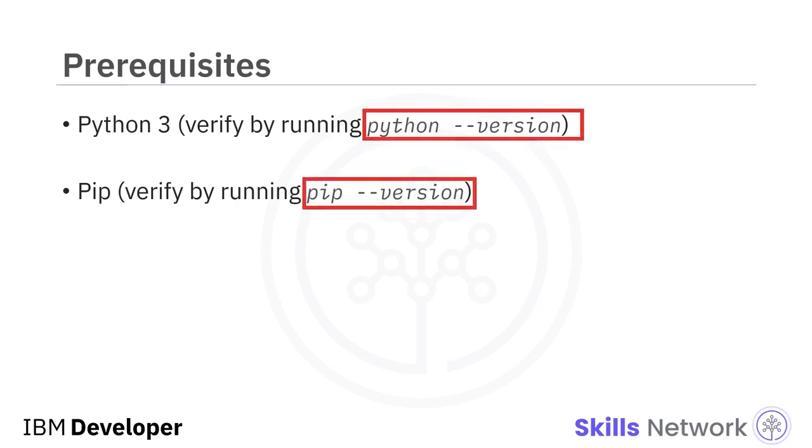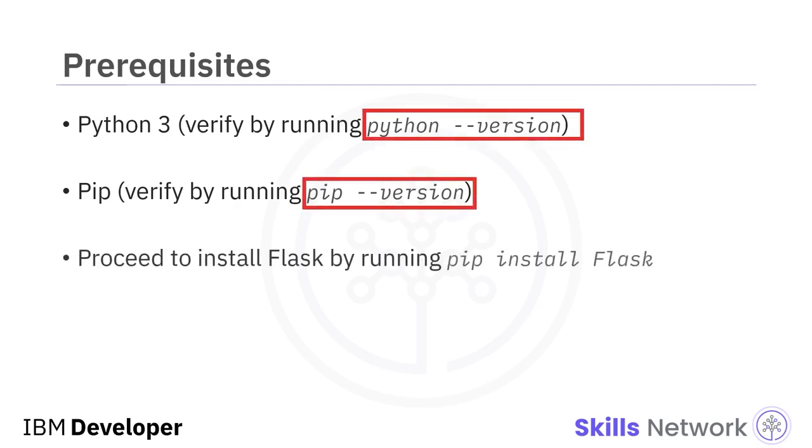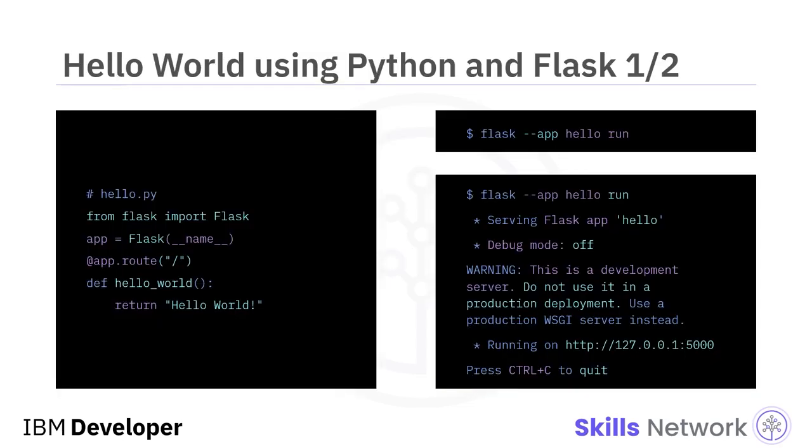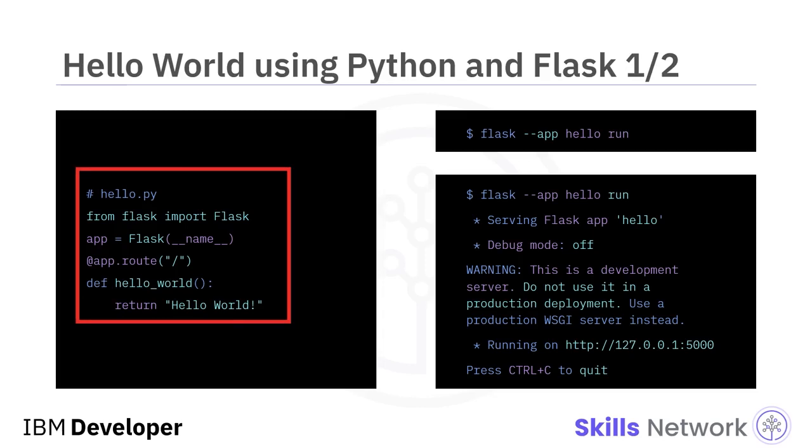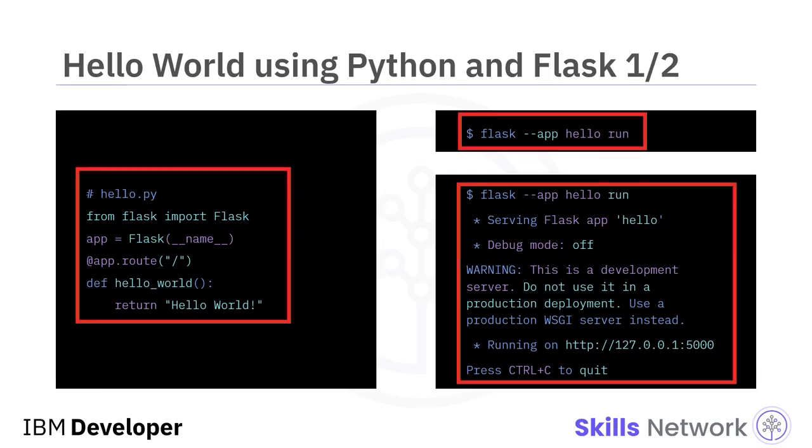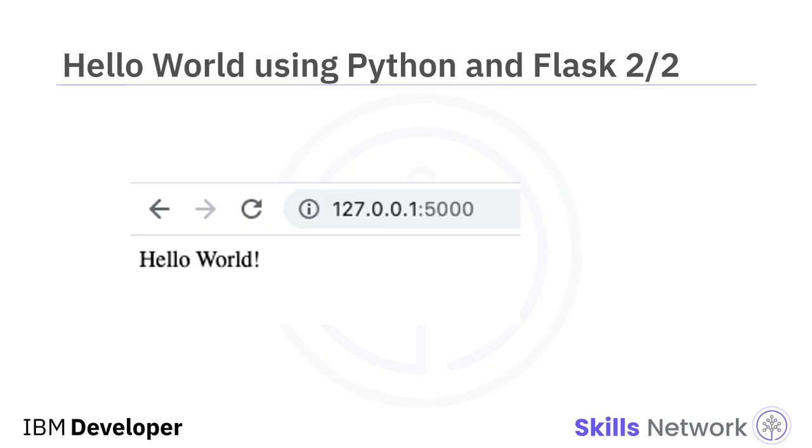Once you verify you have Python and pip, you can then proceed to install Flask with the pip install command. First, you create the hello.py file with the content shown. You then run the Flask server to host this Python file, and the output will be displayed. When you open this Hello World web application in the browser by navigating to 127.0.0.1 and port 5000, you will see the response Hello World.